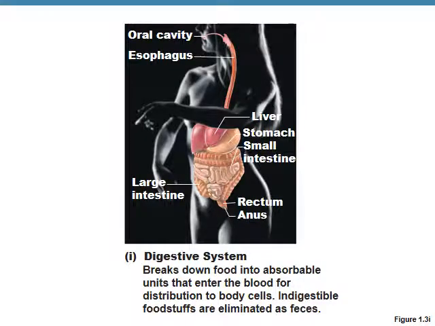Digestive system. This was one of our necessary life functions, right? We're going to take food in through our oral canal, sometimes called our buccal cavity, and we're going to take it into our esophagus. It's going to go into our stomach here, then into our small intestines, and then our large intestines, and then any waste that needs to be eliminated is going to be eliminated as feces.